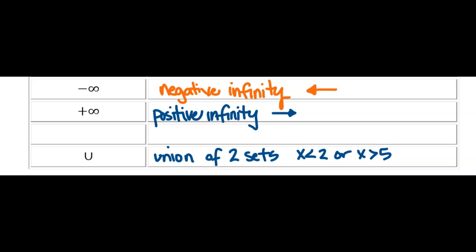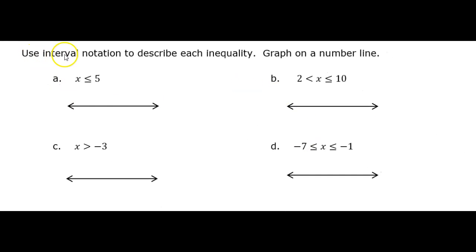All right, we're going to try out some examples. Use interval notation to describe each inequality. Graph on a number line. So for me personally, I like to graph it on the number line first. I want to see what this looks like. So x is less than or equal to 5. So I'm going to put 5 on my number line and a value bigger and a value smaller. And it says x is less than or equal to 5.